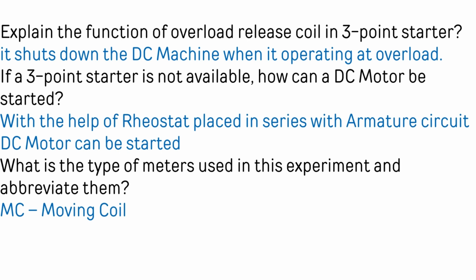If a 3-point starter is not available, how can a DC motor be started? With the help of a rheostat placed in series with the armature circuit, the DC motor can be started. What is the type of meters used in this experiment? MC. MC means moving coil.